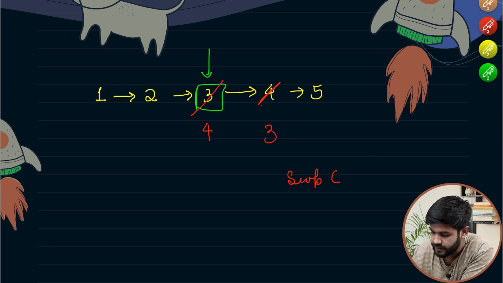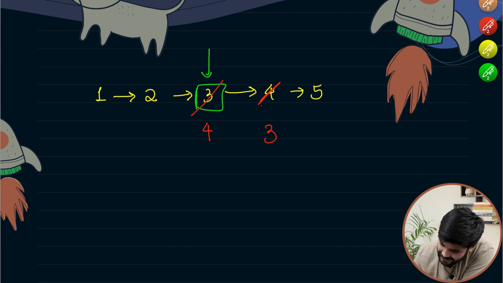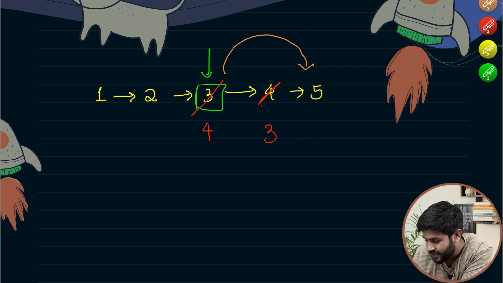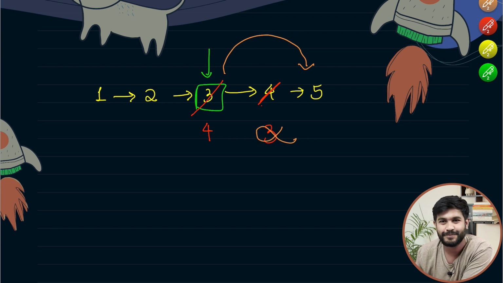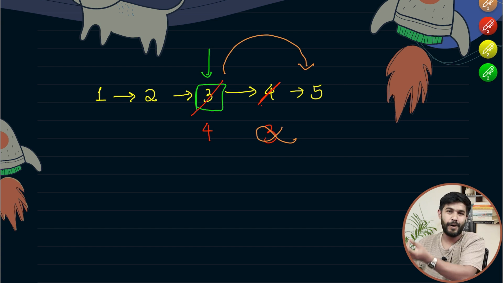Makes sense? Swap the values of 3 and 4. Now what you can do is, you can make 4's next equal to 5 and then you can delete this 3. Because we don't have the reference of the previous node, we make this node the previous one, and then we just delete that next node. We already know the address of it. Make sense?